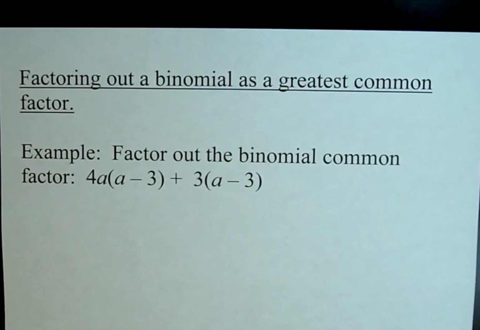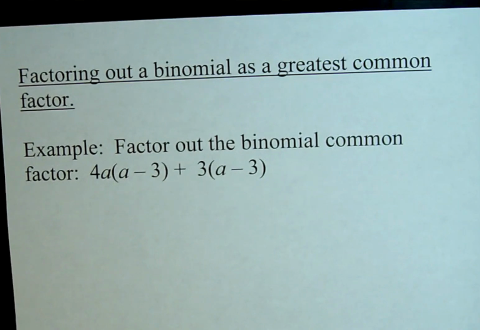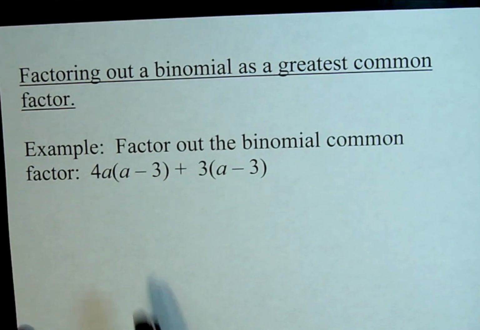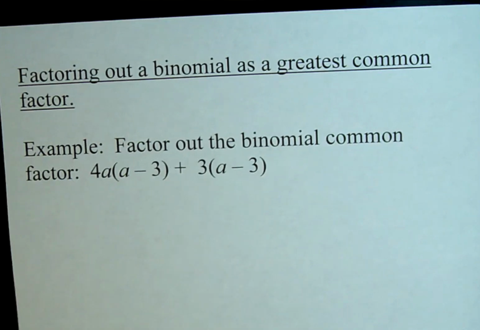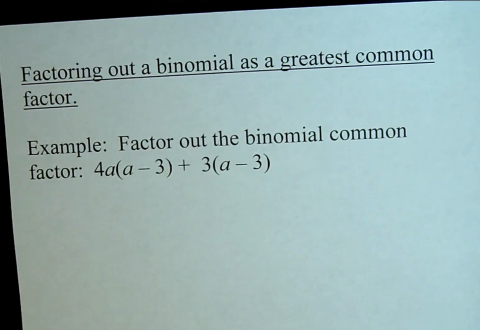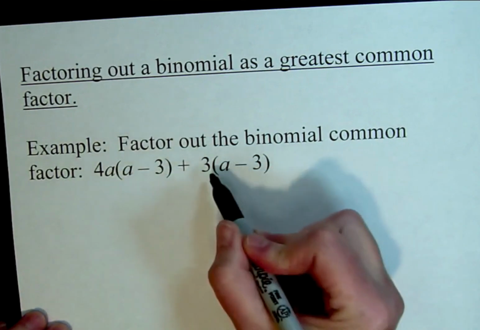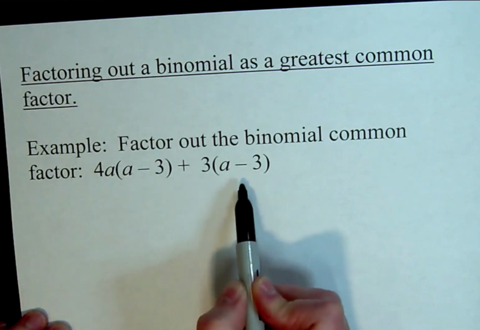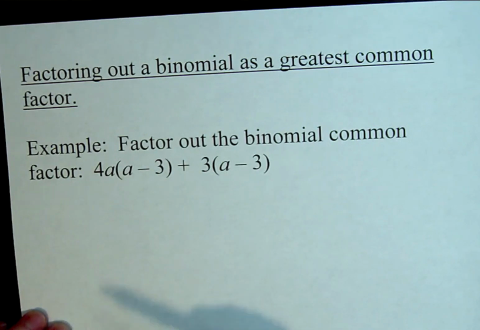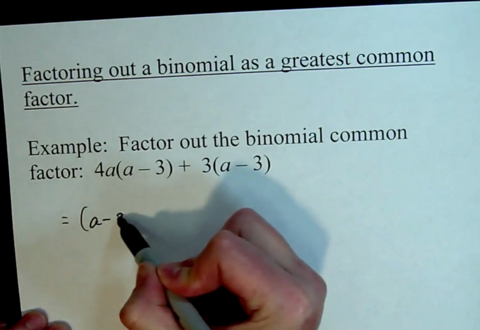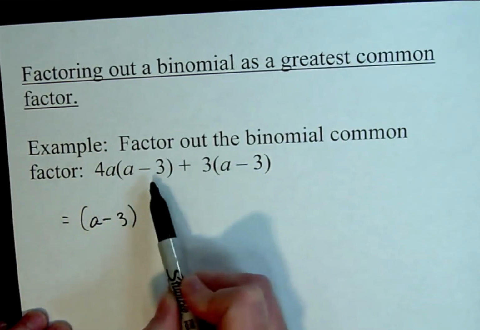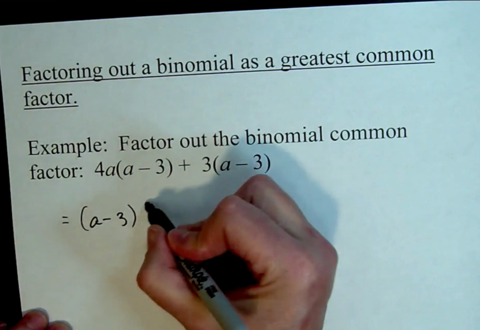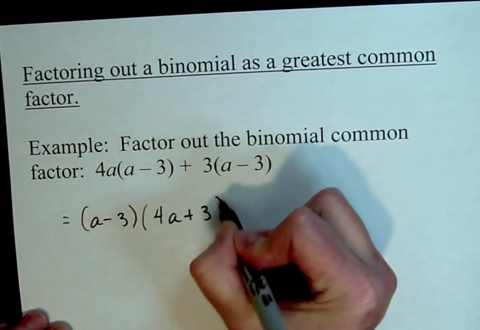We need to also review factoring out a common factor that's not just a term, but is actually a blob of stuff in parentheses, and the blob in parentheses will typically be a binomial for us. So notice that I've got 4a times something here and 3 times the same something. So I can say to myself, well, it looks like a minus 3 was distributed into 2 spots. So I can undistribute it and say the multiplication problem that this person was trying to do was a minus 3 times 4a plus 3.